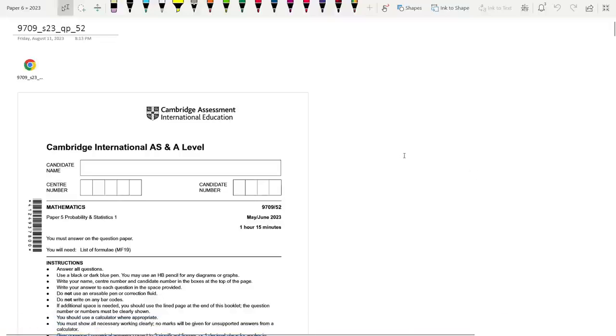Hi everyone, we're back with another math paper today. This is 9709, paper 52, May June 2023. The time is 1 hour 15 minutes.